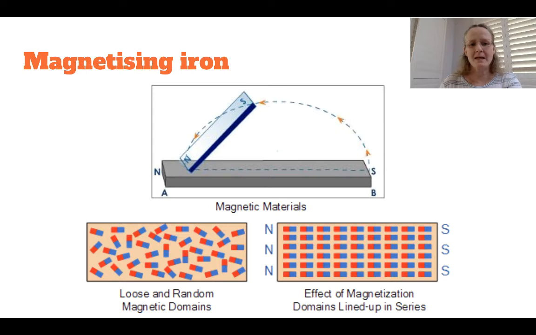We can make magnets. We can magnetize iron using another magnet, and you stroke the unmagnetized iron in a direction from north to south repeatedly. And what this does is align the magnetic domains inside the iron from a loose and random configuration into a lined up configuration from north to south.